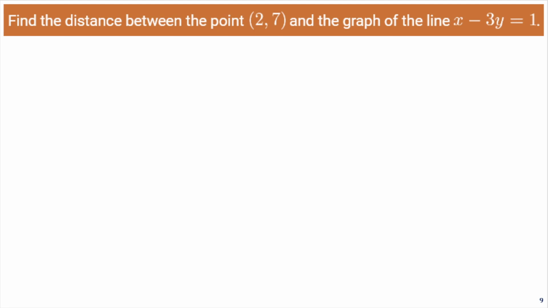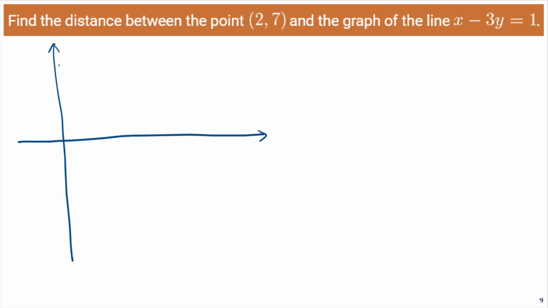Okay, first let's try to draw a diagram to find the point and the line. Again, not necessarily to scale. The line has the equation x minus 3y equals 1, which means it will pass the points (0, -1/3) and (1, 0), right? So it's a line like this.